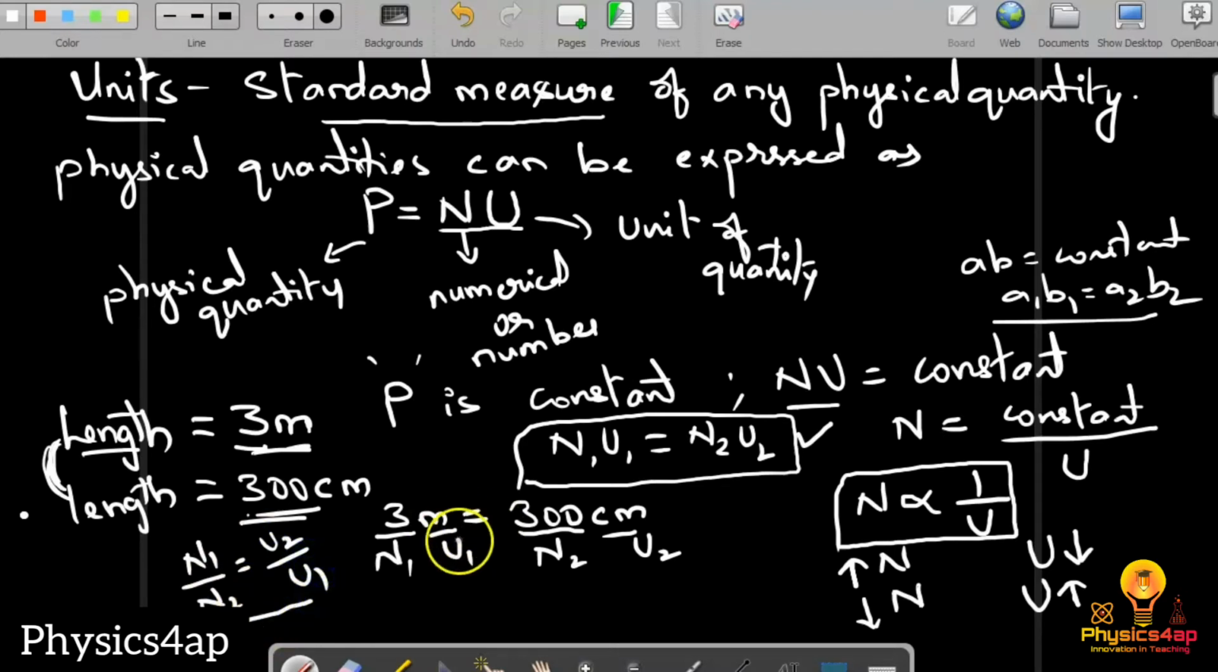ఓకే, ఇప్పుడు ఇక్కడ చూడండి, n1 వాల్యూ ఎంత, 3. n2కి వచ్చేసరికి 300. That means n value is increased from n1 to n2, 3 to 300 increased. ఓకే, నెక్స్ట్ ఇప్పుడు u1 to u2 ఏమవుతుందో చూద్దాం. What happens to u? So we have u1 as meter and u2 as centimeter. Now can you tell me which is the greater one? Is it u1 or u2?